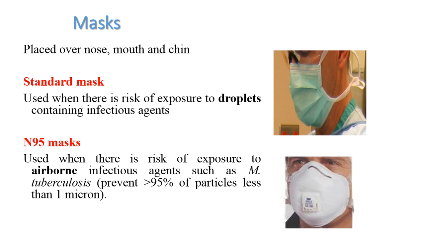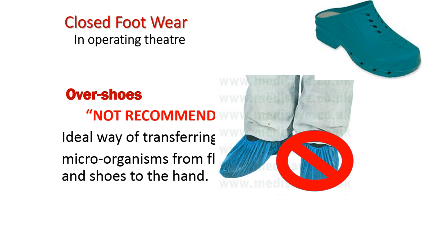However, the N95 mask provides you much better protection, obviously both against droplets and aerosols, and it can prevent approximately 95% of the particles, even those less than 1 micron in size. The pore size of the N95 mask is less than 1 micron. So they are very good, and usually when you are handling any microorganism which is airborne, you are supposed to use an N95 mask or N99 mask.